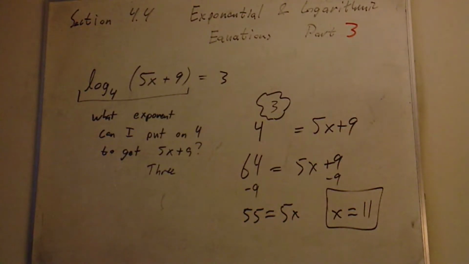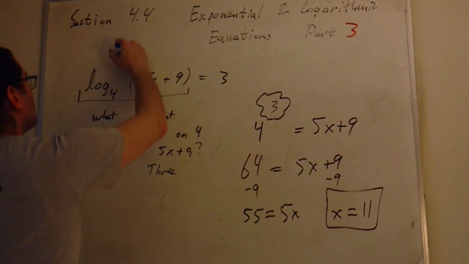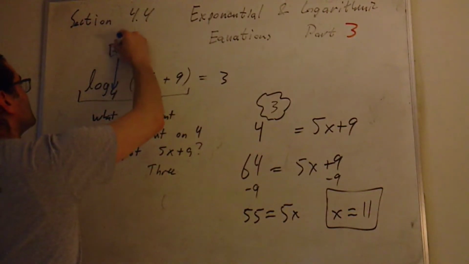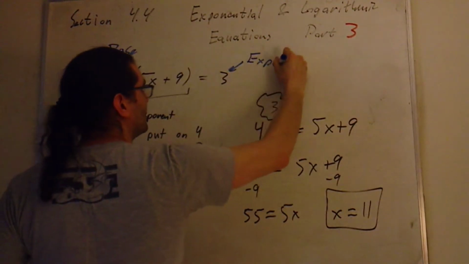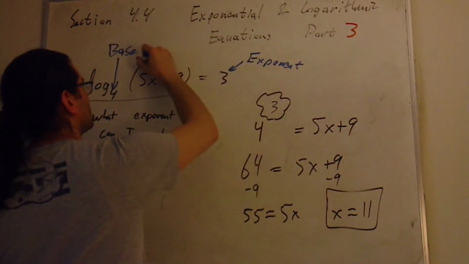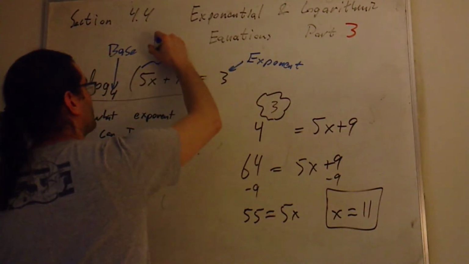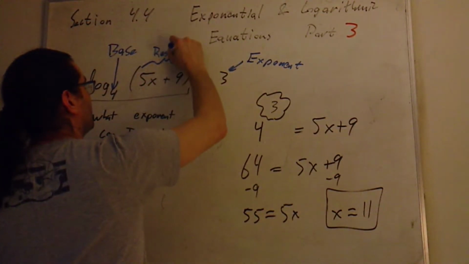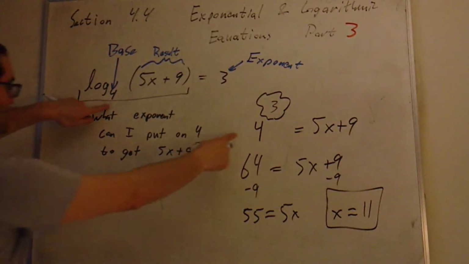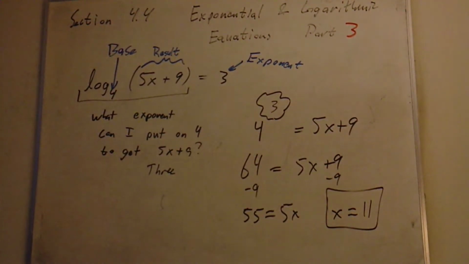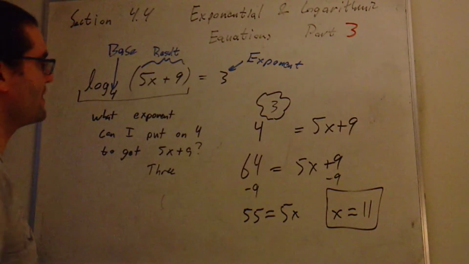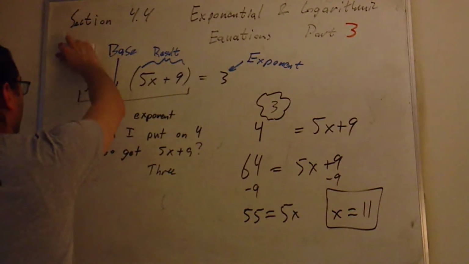Generally speaking, this will always be the base. This will always be the exponent. And this will always be the result. 4 is the base, 3 is the exponent, 5x plus 9 is the result. So let's do another one of those. Maybe 2 or 3 more. And then we'll see what happens when these things get weird.